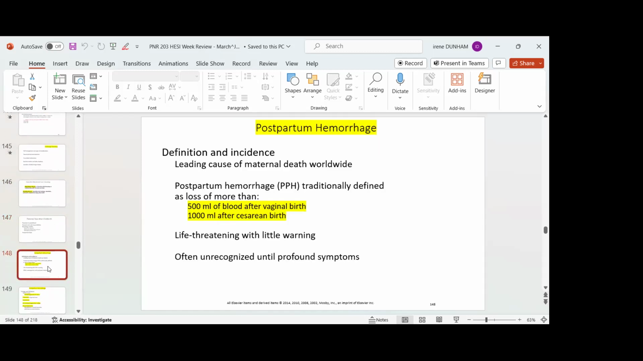Let me see, and on to here. Hemorrhage. They do like questions on hemorrhage, so you want to make sure that you know about hemorrhage and what causes it, and I know you know the fundal massage.